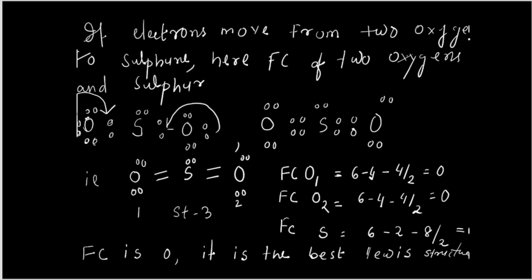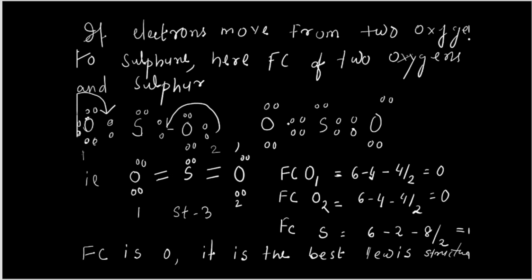Again you see. Till now, either oxygen 1 or oxygen 2, the electron moves. But here you will see from both oxygens the electron moves to the sulfur. Then what is the Fc? Here is oxygen number 1, and here is oxygen number 2. And see what happened here. When the electron moves from oxygen 2 to sulfur and oxygen 1 to sulfur, then this is the structure, and here this is the structure.